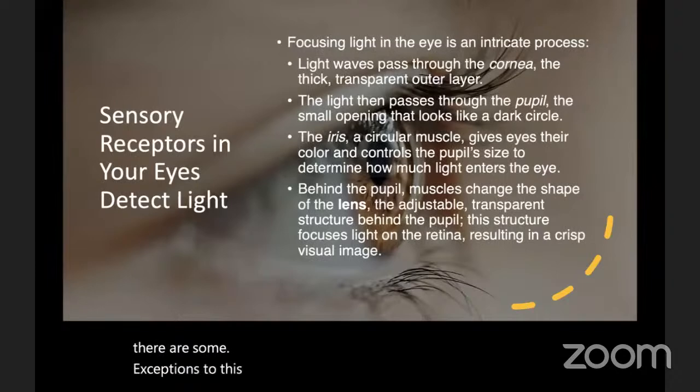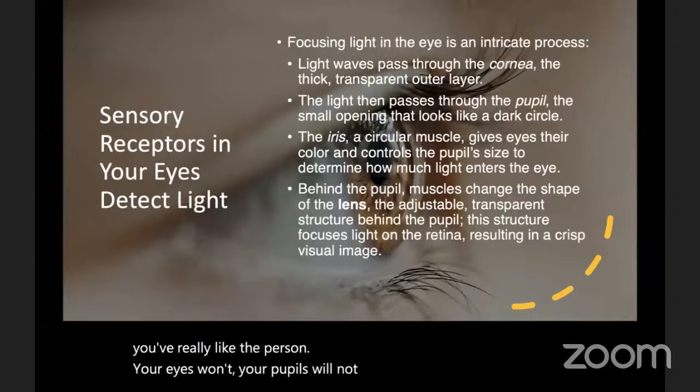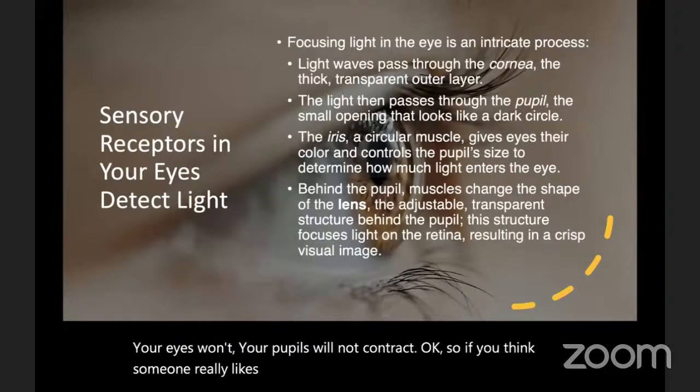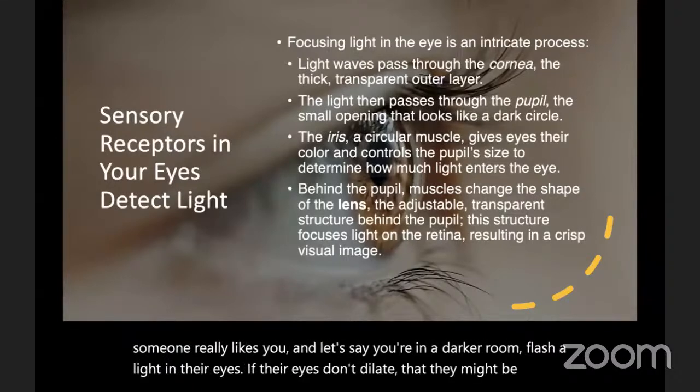Now there are some exceptions to this. Okay. For example, when you're on a date and if you really like the person, your pupils will not contract. Okay. So if you think someone really likes you, and let's say you're in a darker room, flash a light in their eyes. If their eyes don't dilate, they might be into you. Okay.